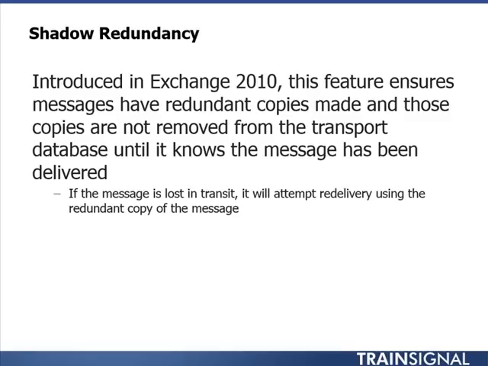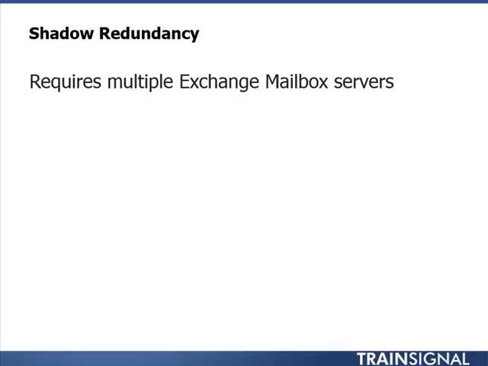So how does this work? What's required? How do we plan for this? Well, for starters, it requires multiple Exchange mailbox servers. And that makes sense. You can't have a copy put somewhere else without having somewhere else for that copy to go. So if you have a single Exchange mailbox server and you want to make sure you have shadow redundancy, you're going to need to have at least a second mailbox server.